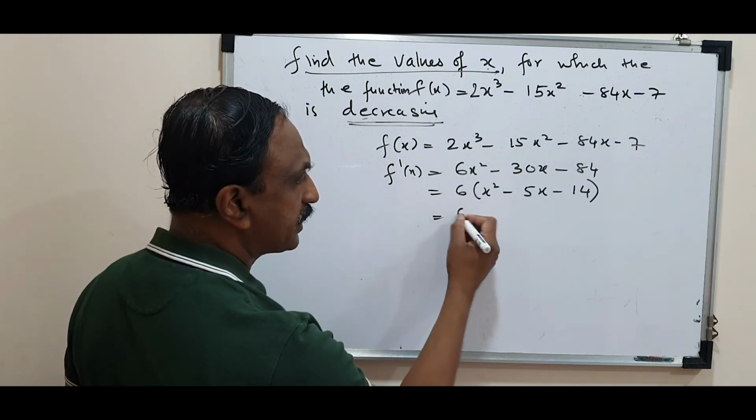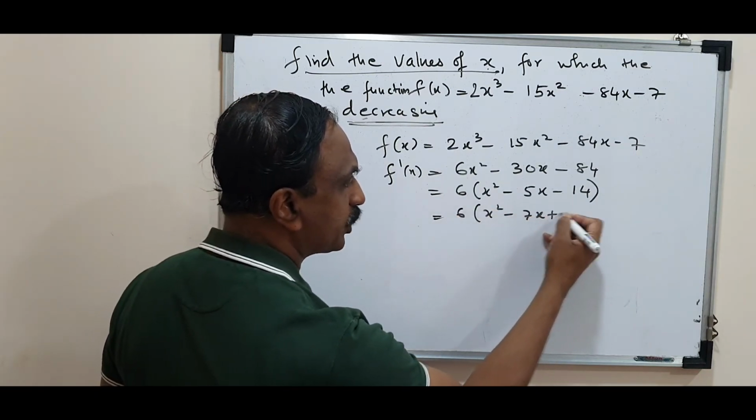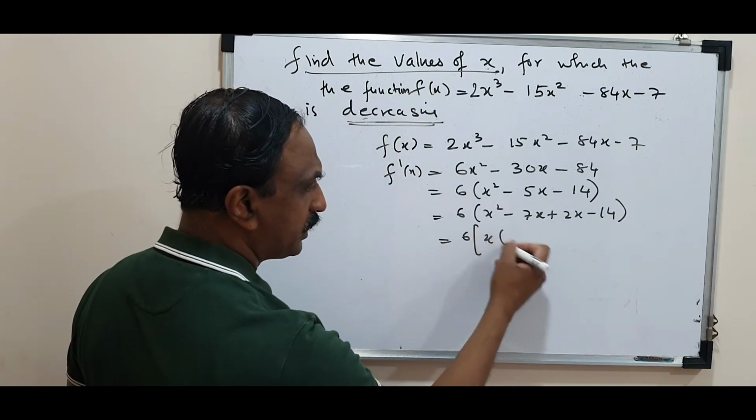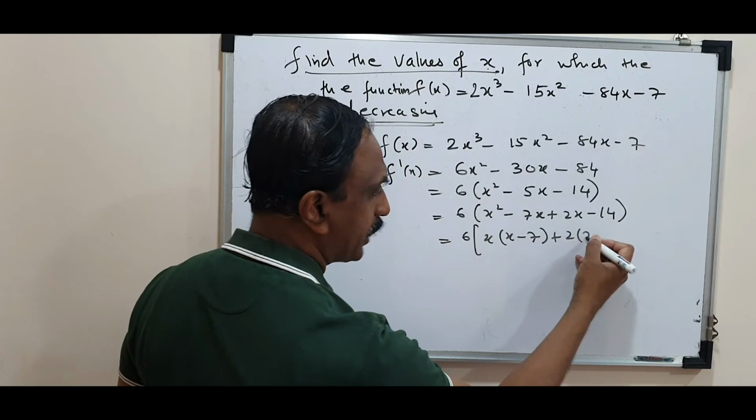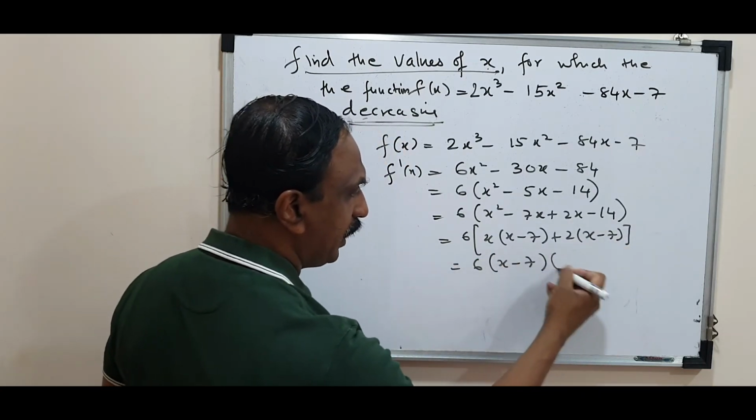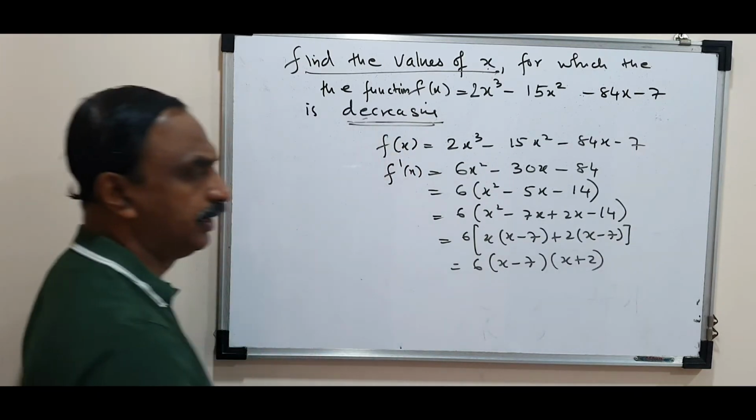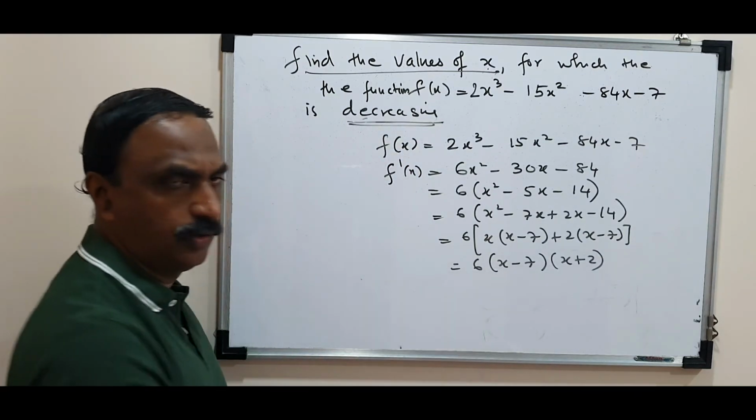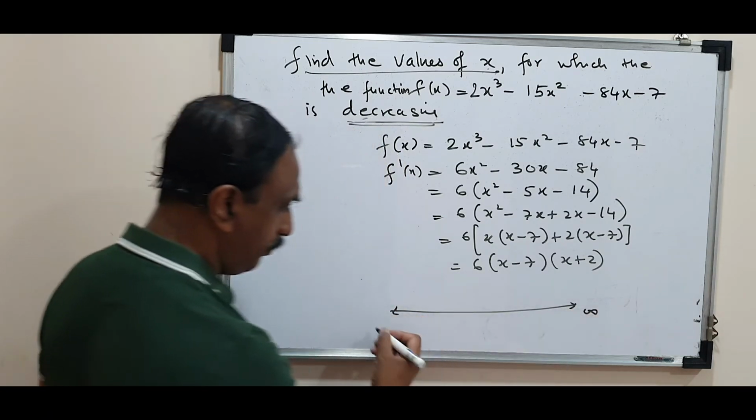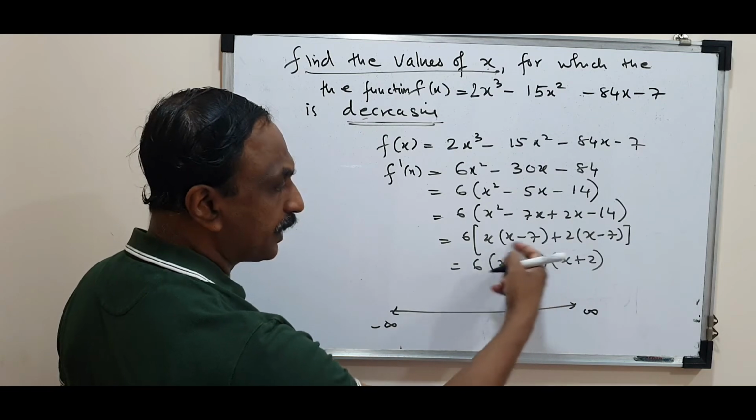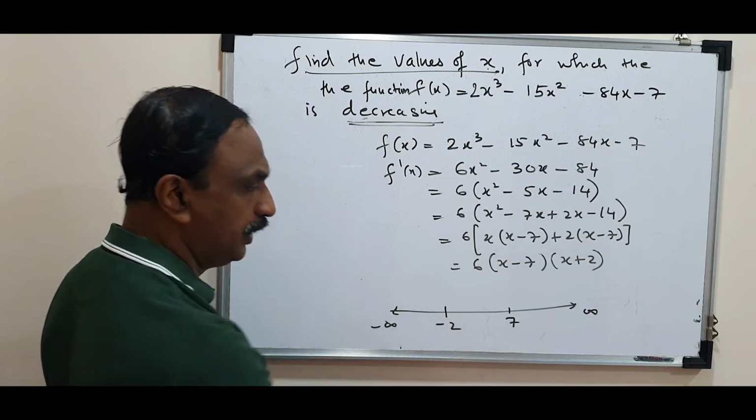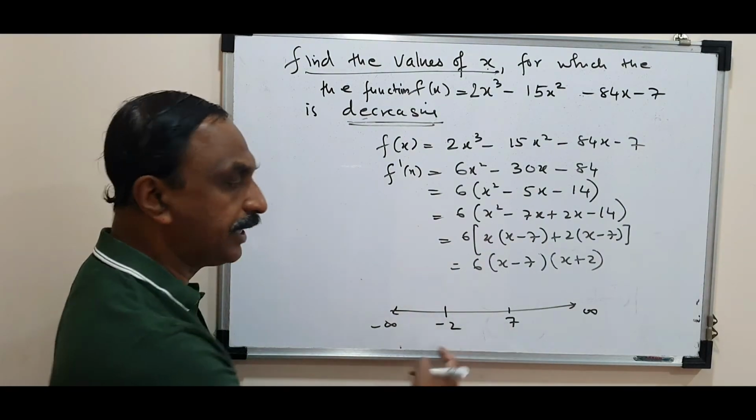Now this can be factorized as x squared minus 7x plus 2x minus 14. So 6 into x minus 7 plus 2 into x minus 7, which I can write as 6 into x minus 7 into x plus 2. Now what should I do? Draw a number line, from minus infinity to infinity. Where does this become 0? At 7. Where does this become 0? At minus 2. So the derivative becomes 0 at 7 and minus 2.